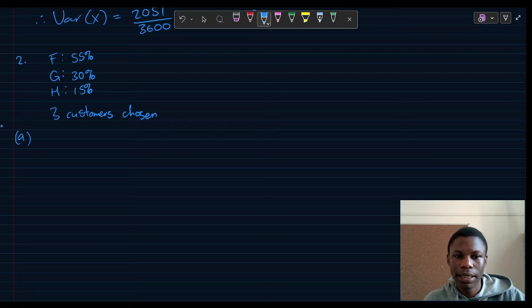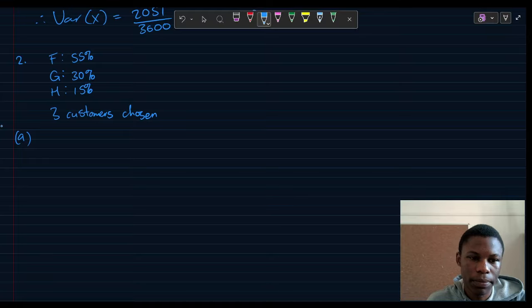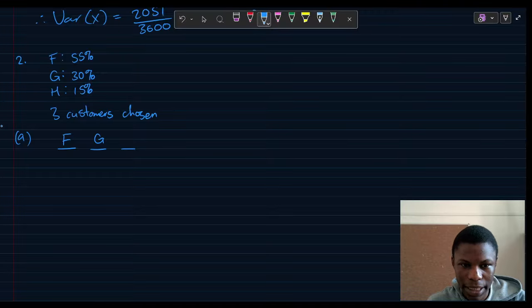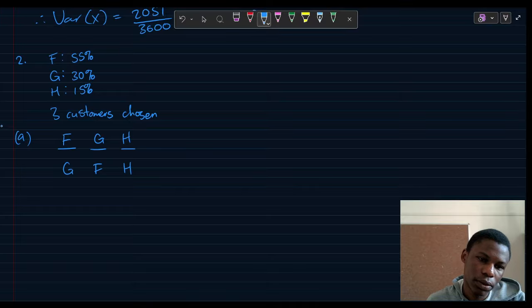So we can have 3 different scenarios here. So we've got customer 1, customer 2, customer 3. We could have customer 1 buying a computer made by F, customer 2 buying a computer made by G, customer 3 buying a computer made by H. But remember, this order can be swapped around. We could have customer 1 buying from G, 2 from F, and then 3 from H. Or we could have, oh, actually, this is long.